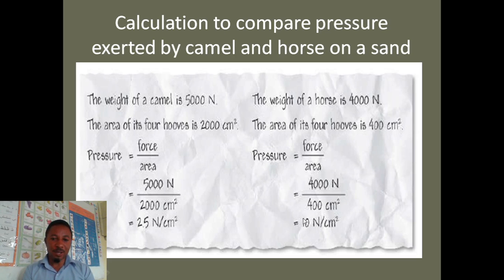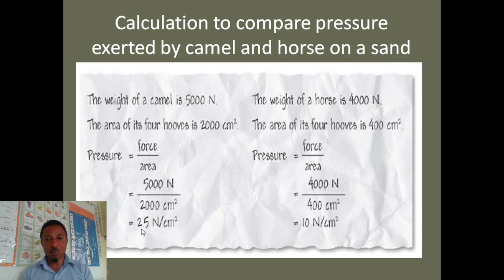Okay, now here you have 10 Newton per centimeter square, and here you have 2.5. So the pressure exerted by the horse on the ground is much bigger, like 4 times more than the one exerted by the camel.